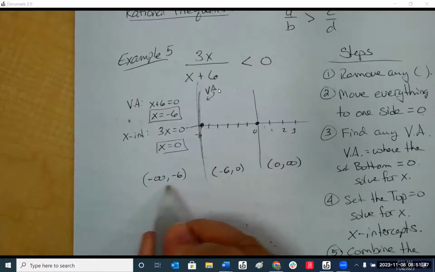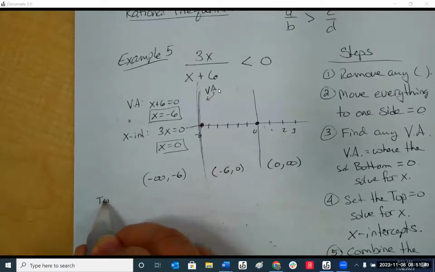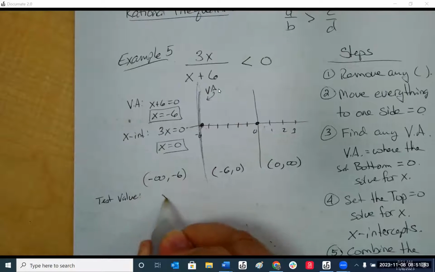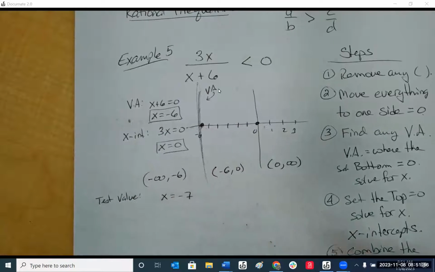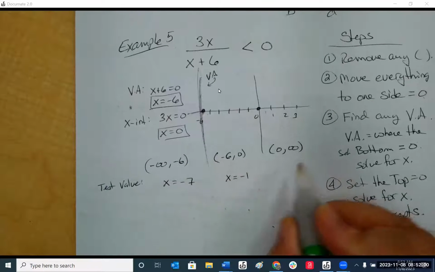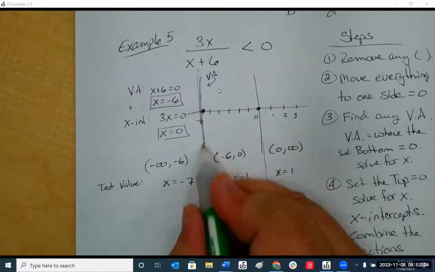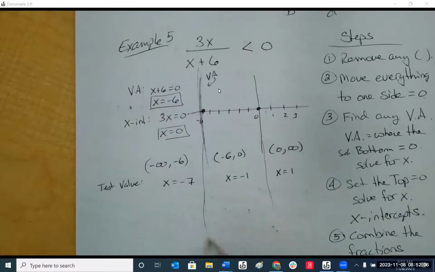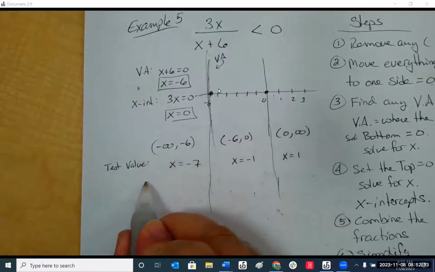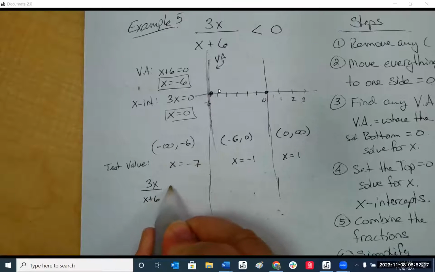Now we pick a test value. Let's pick on this first one, -7. In the middle one, -1. And the last one, I mean, you can pick any numbers you want. It doesn't matter as long as it's inside the interval, not at the endpoints. Plug each of these in your equation.